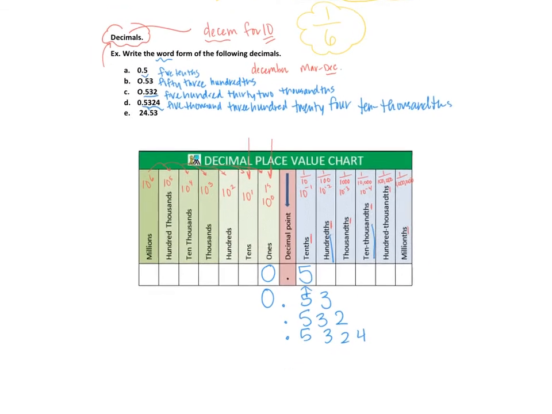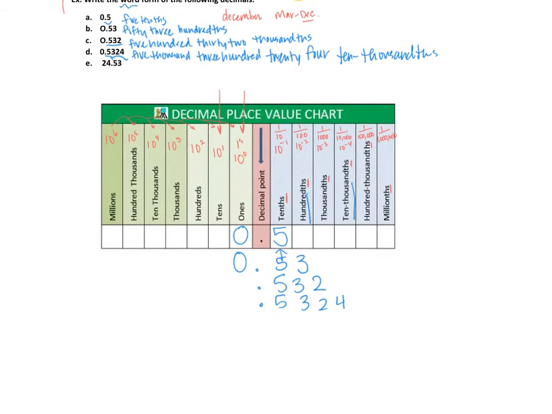All right, and then we got one more on here, and that one actually has a number in front of our decimal. So that's going to be said like normal. That's our 24. Now, when we actually start reading with the decimal, we use the word and. So we're going to say 24 and, so that way we know that they're wholes. And then we'll read the rest like we've been doing. So we're going to say 24 and 53 hundredths.